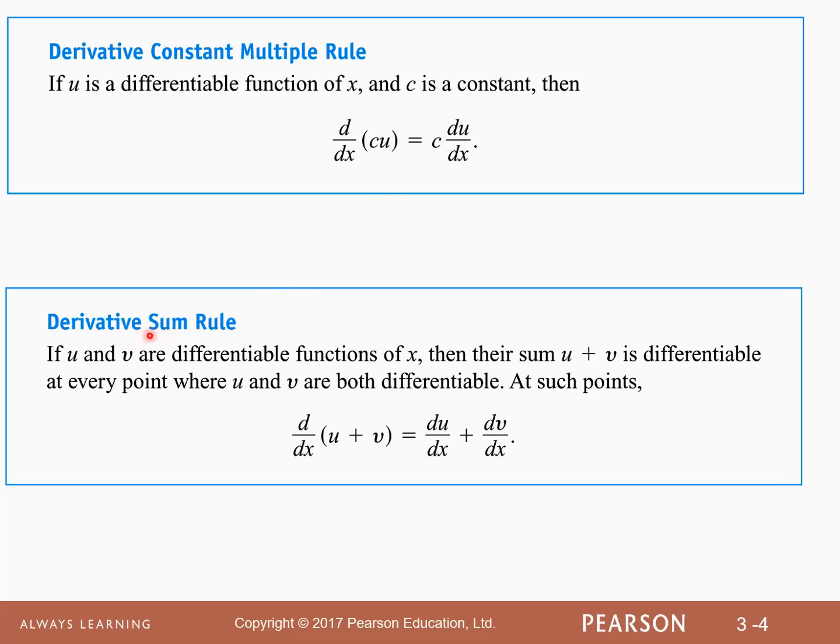Derivative sum rule. If u and v are differentiable functions of x, then the sum u plus v is differentiable at every point where u and v are both differentiable. At such points, the derivative of the sum is equal to the sum of the derivatives. One more time, the derivative of the sum is equal to the sum of the derivatives.